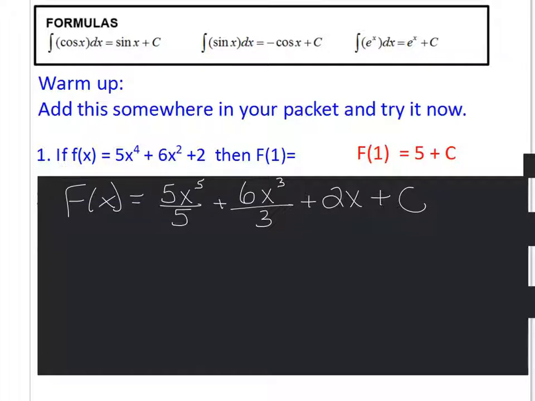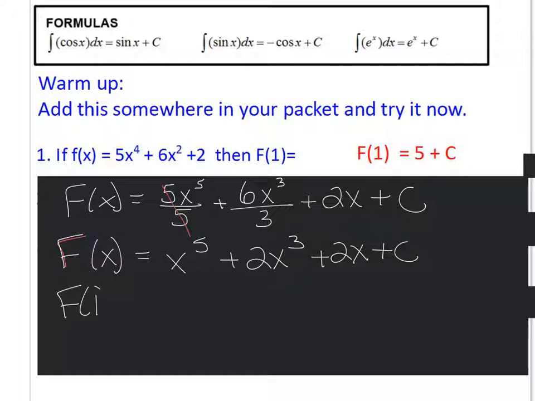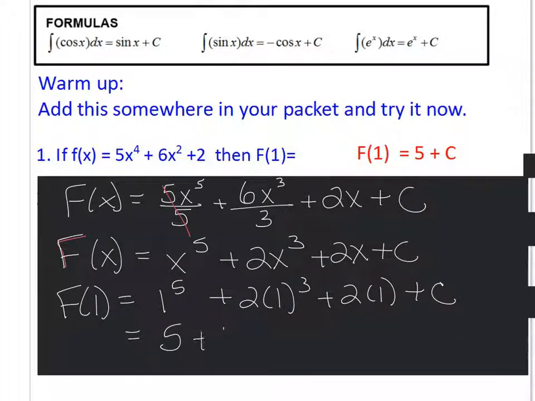But then what the F of 1 is saying is plug in 1. Let me just simplify the equation first. That's going to be x to the 5th plus 2x to the 3rd plus 2x plus c. So when we plug in 1, we get 1 to the 5th plus 2 times 1 to the 3rd plus 2 times 1 plus c. And when we add those values up, we get 5 plus c.